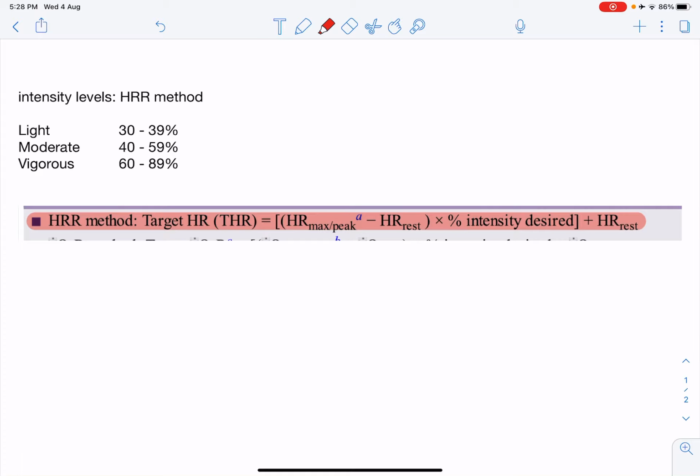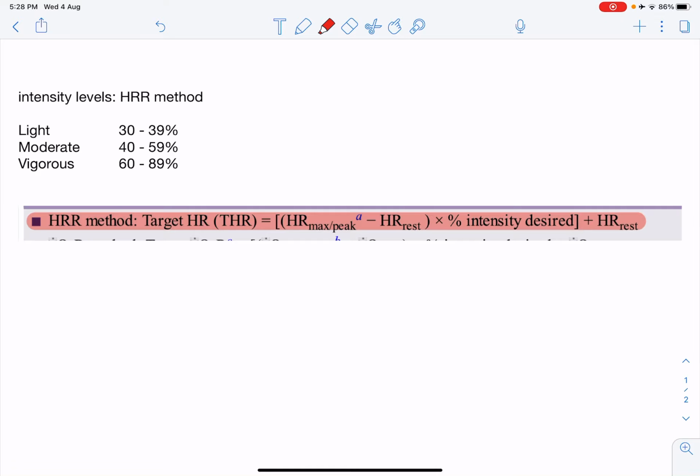Greetings. So I will show you how to calculate your intensity levels. We usually read that it's recommended to do light intensity, moderate intensity, 1 to 2 times a week, 1 to 3 times a week. So how do we know exactly if this exercise that we are doing is moderate or light intensity or whatnot?